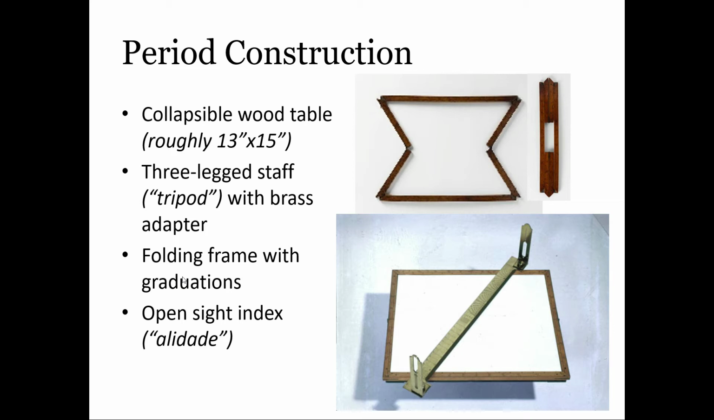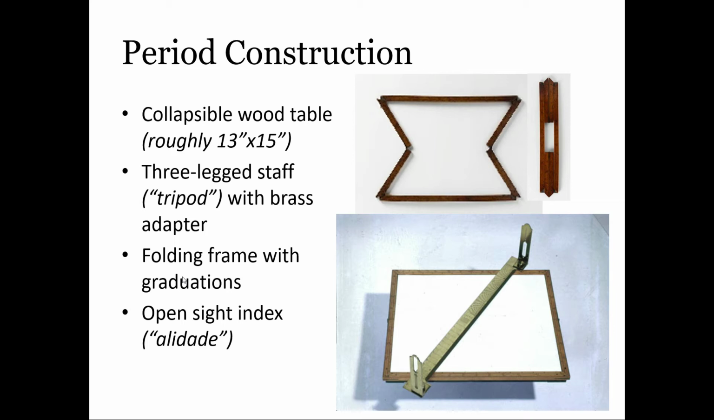If the frame were the same width as the table, it'd be very difficult to get your fingernails in there and try to pull it up. So that's why the frame usually overhangs the table a little bit, to make it much easier to pull that frame off. We also need some sort of an alidade.